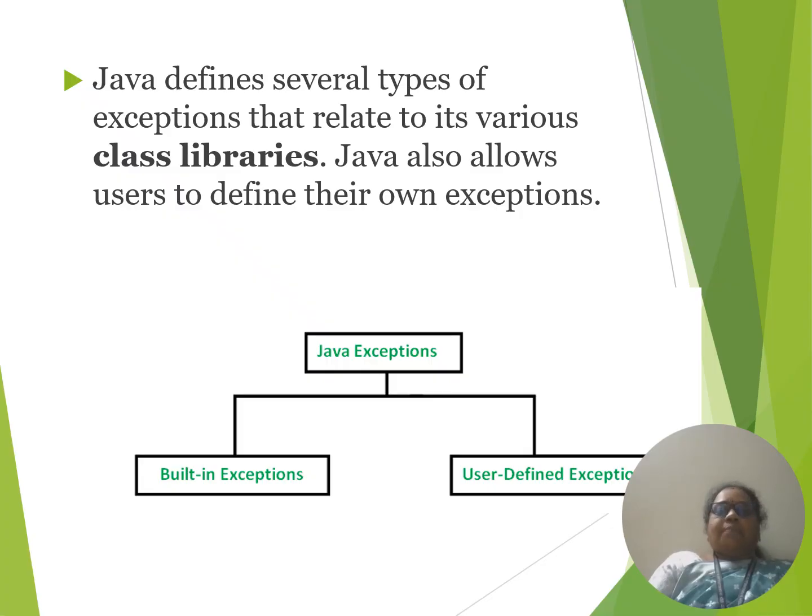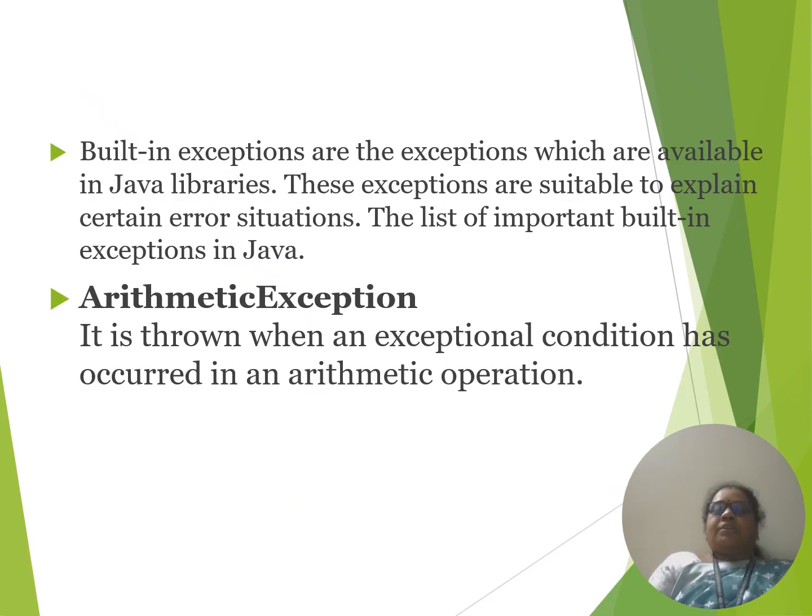Java defines several types of exceptions that relate to its various class libraries. Java also allows users to define their own exceptions. Not only the predefined exceptions which are available in the Java libraries, but as a programmer, we can also define our own exceptions. So Java exceptions are divided into two types: built-in exceptions and user-defined exceptions. Built-in exceptions are the exceptions which are available in the Java libraries. These exceptions are suitable to explain certain error situations.